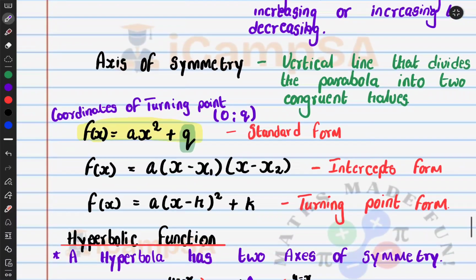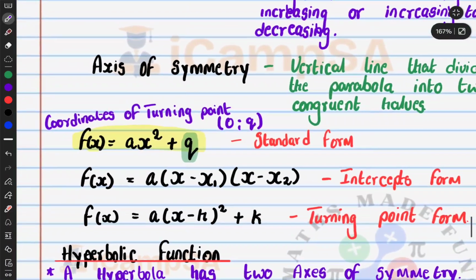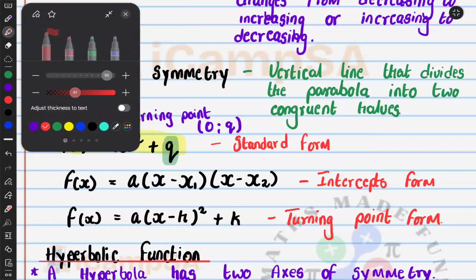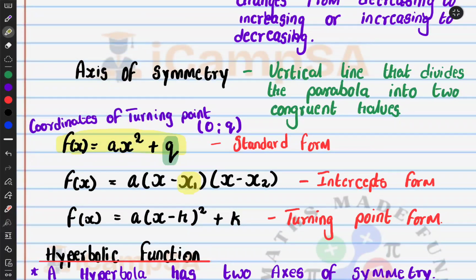And then another form of the equation of the parabola, as we're going to deal with as we go forward, is the x-intercepts form that we have here. What is special about this one is that it gives us directly the values of the x-intercepts, so we can directly read the x-intercepts from the equation. And then we have another form which is called the turning point form, and this one gives us the coordinates of the turning point.